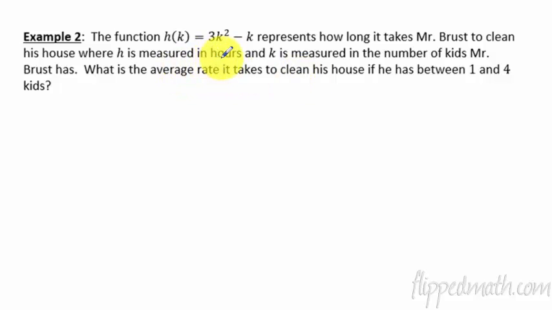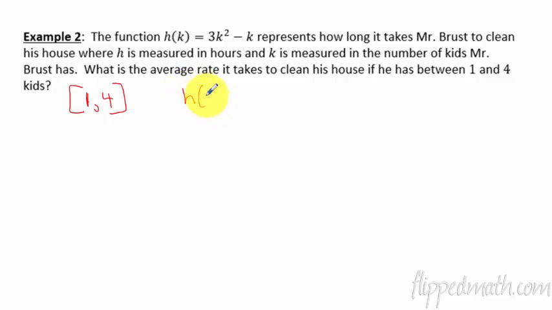But the other part of it is that hours is not always the independent. Time's not always along the x-axis. We're used to thinking that this is always time, but this is an example in which that is not the case. So it is going to be that the hours are along the up and down y-axis. Let me get rid of this. So what is the average rate it takes to clean his house if he has between 1 and 4 kids? So that's basically saying that my interval is going from 1 to 4. That's my interval. So this is like my A and this is my B.